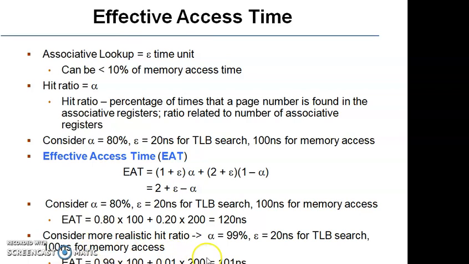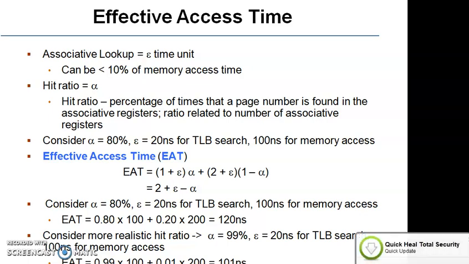Let us see one more example here. When alpha equal to 0.99 and E equal to 20 nanoseconds for TLB search, then EAT equals 0.99 into 100 plus 0.01 into 200, that is equal to 100 nanoseconds. As I told you, if we consider 120, that is 100 plus 20, instead of 100, and here 220 instead of 200, then the answer comes out to be 122 nanoseconds.